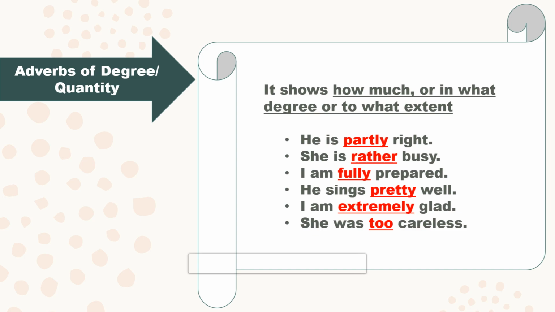Now, the next one is adverbs of degree or quantity. Adverbs of degree or quantity show how much or in what degree or to what extent. Now, he is partly right. How right is he? So he is partly right. She is rather busy. I am fully prepared. He sings pretty well. I'm extremely glad. She was too careless. So here all the words are adverbs of degree or quantity because they answer the question how much or in what degree or to what extent.